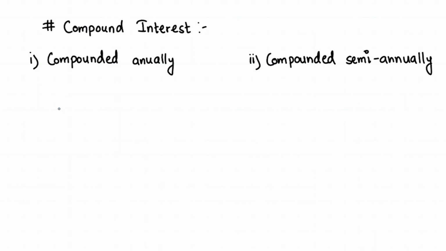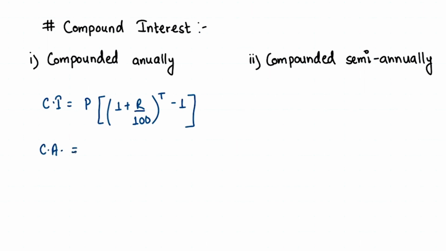So in case of compound interest compounded annually, we can calculate the compound interest by using the formula P[(1 + R/100)^T - 1]. And we can find the compound amount by using the formula. So you just remove this big bracket and this 1. So you get P(1 + R/100)^T, okay?